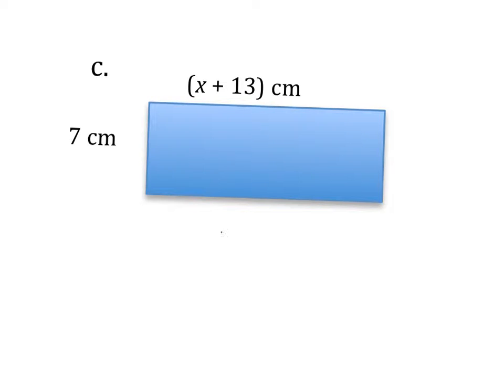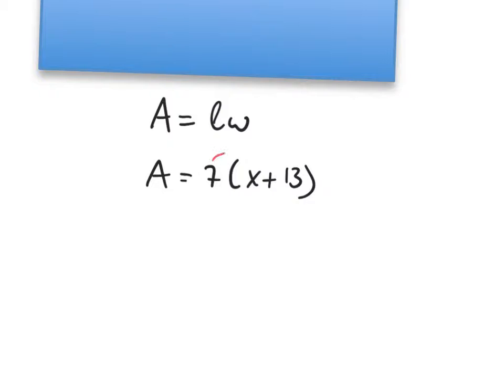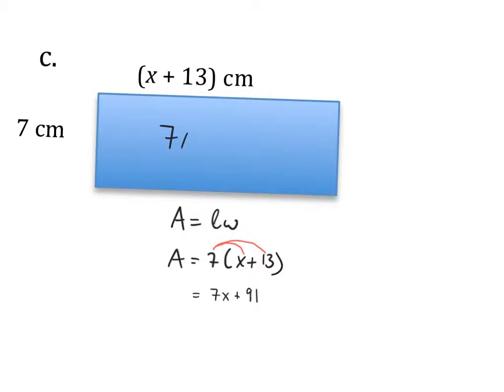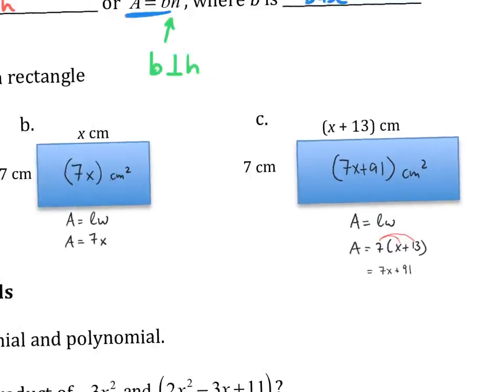Well, let's follow the exact same process. Area is length times width. So area is 7, but this time we're going to multiply it by the x plus 13. Now, if we go back in time, when you first learned this, you did the distributive property here, so that gives me 7 times x, and then you distributed the 7 to the 13 to get your 91. So there's my actual answer. What is the area? It's 7x plus 91. And all of that is centimeters squared. So note we're going to have to put our parentheses around that.